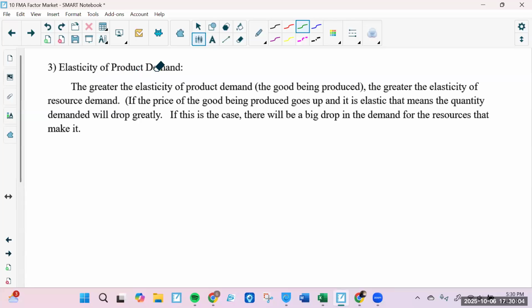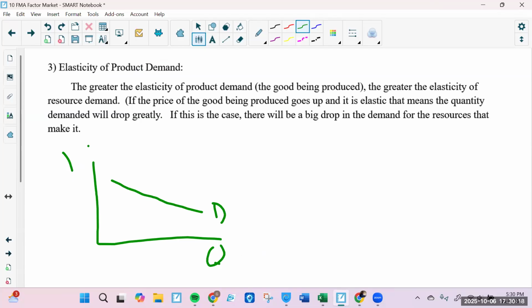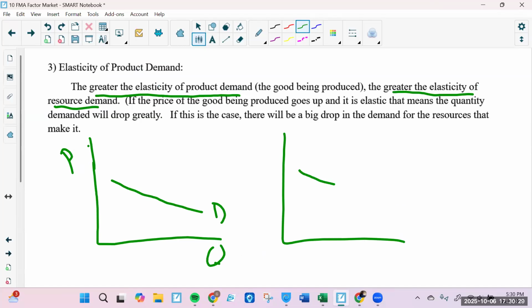The third thing is the elasticity of the product demand curve itself. What we know is that if the demand for the product is very elastic, so this is the demand for the product, so now we're back in the product market, then the demand for the resource is also going to be elastic. So this is the MRP, which is the demand for the resource. So those kind of go together. The more elastic the demand for the product, the more elastic the demand for the resource.